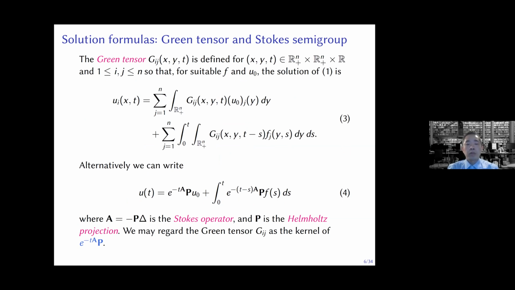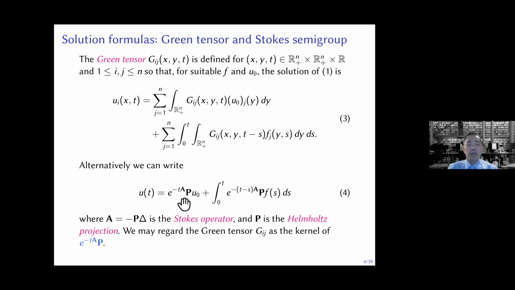I give two solution formulas here. The first formula is given in terms of the Green tensor, Gij. We have a system, so we need a tensor. A solution of the Stokes system is given by this formula. The first part corresponds to the initial data u0: Gij times the jth component of u0, integrated in y. The second part is for the force term, Gij times fj, integrated over space and time.